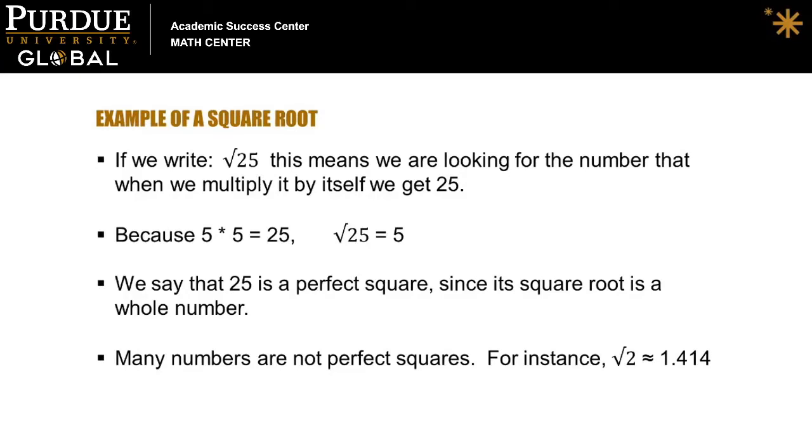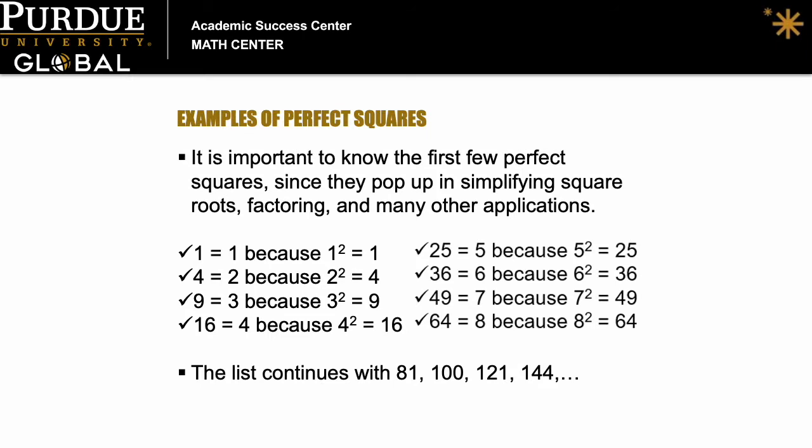Many numbers are not perfect squares. For instance, if you put the square root of 2 into your calculator, you get a long decimal answer that is about equal to 1.414. It is important to know the first few perfect squares, since they pop up in simplifying square roots, factoring, and many other applications. Being able to recognize a perfect square will make your life much easier.